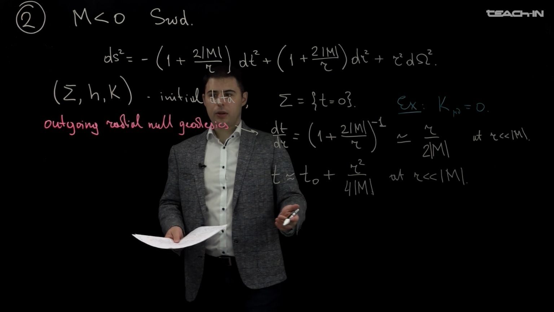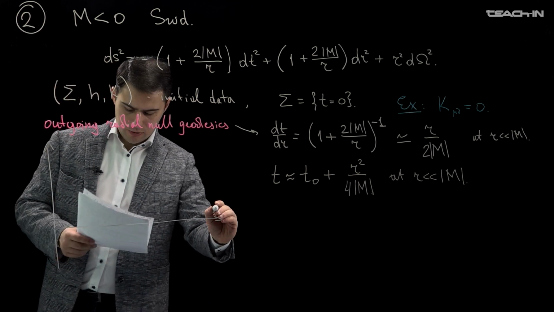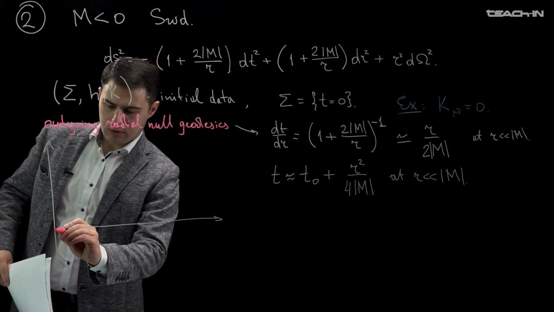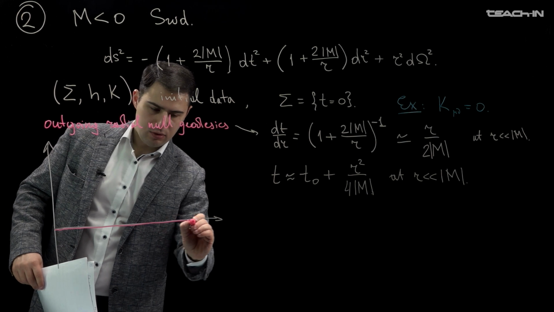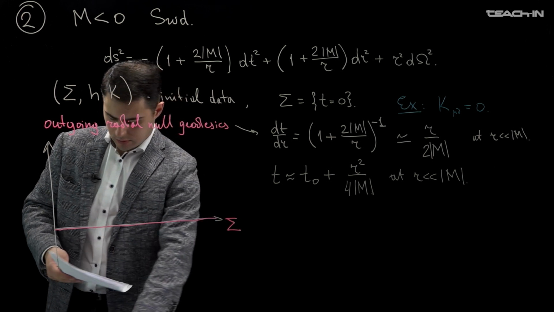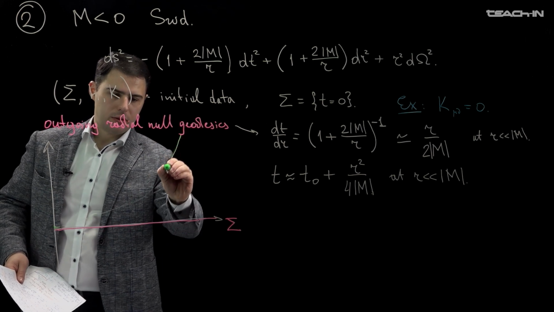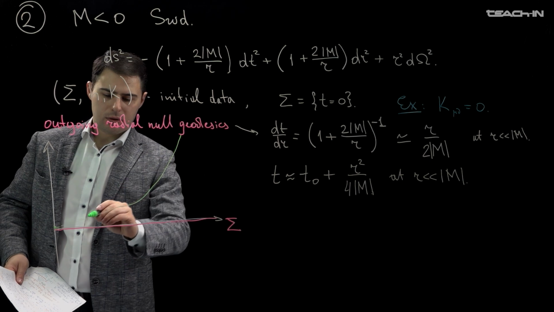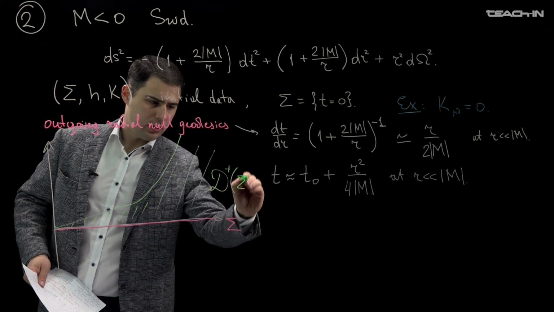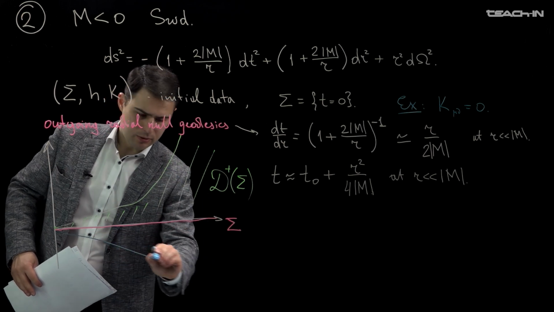So, the domain of dependence of this data would therefore look like this. This is sigma itself, and then we have the future domain of dependence, and similarly we have the past domain of dependence.